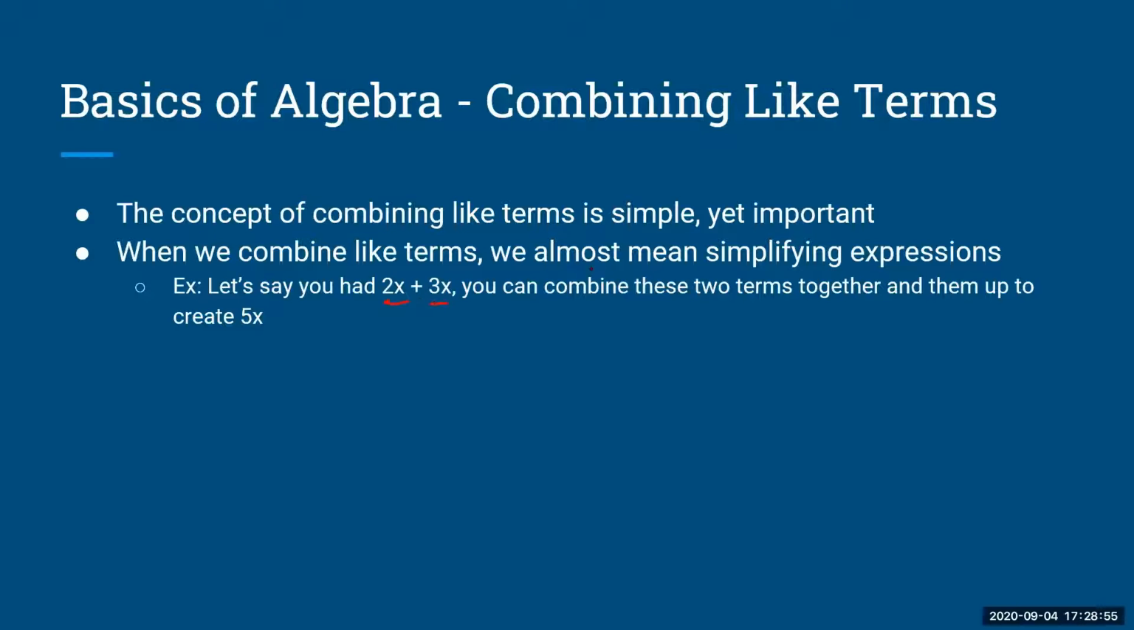So let's say 2x plus 3x, right? You can combine these terms together to create 5x. Why? Because they have the same variable. They're like terms. They're just like each other. So 2x plus 3x is equal to 5x. I should write that.